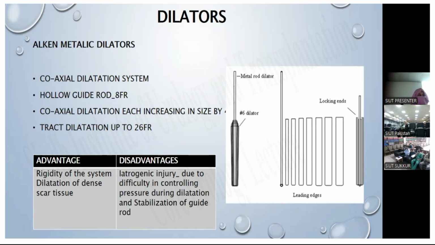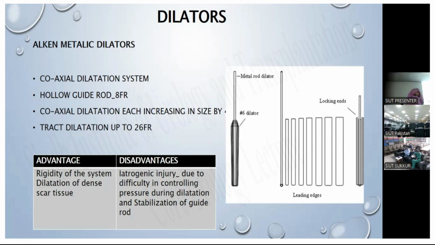They are called coaxial for a reason, because they are advanced over one another and they are not taken out after one. So there is importance of it, and it has a hollow guide rod starting from 8 FR, and it dilates each by 4 FR. Tract dilation up to 26 FR.